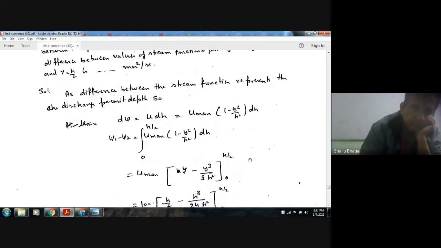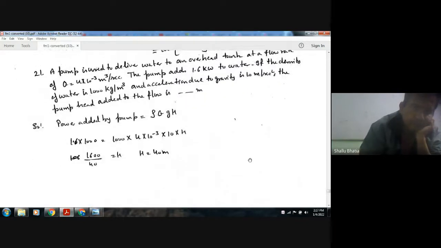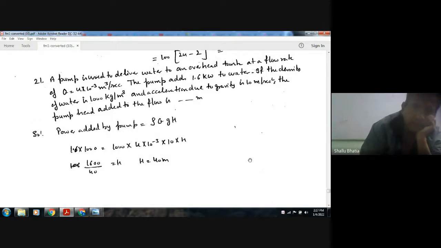Next, a pump is used to deliver water to an overhead tank at a flow rate of Q equal to 4 into 10 power minus 3 meter cube per second. The pump adds 1.6 kilowatt to water. If the density of water is 1000 kilogram per meter cube and the acceleration due to gravity is equal to 10 meters per second square, find the head added to the flow by the pump at 1.6 kilowatt.